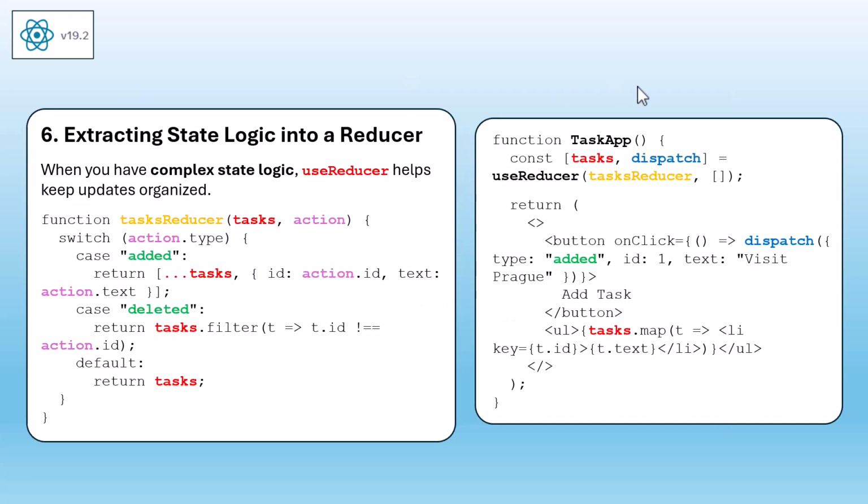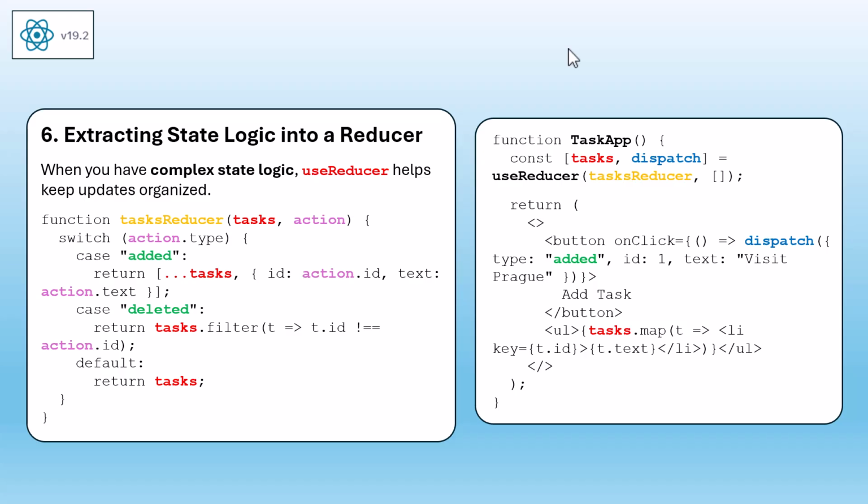6. Extracting state logic into a reducer. As applications grow, components can accumulate multiple pieces of state and many event handlers that update them in different ways. This can become difficult to manage or reason about.